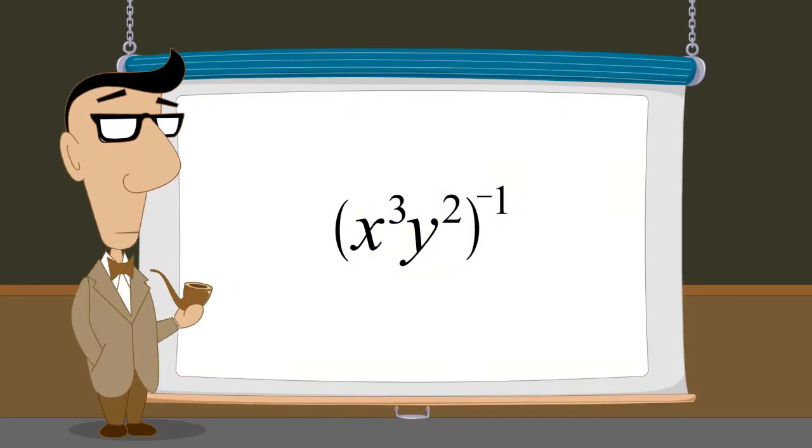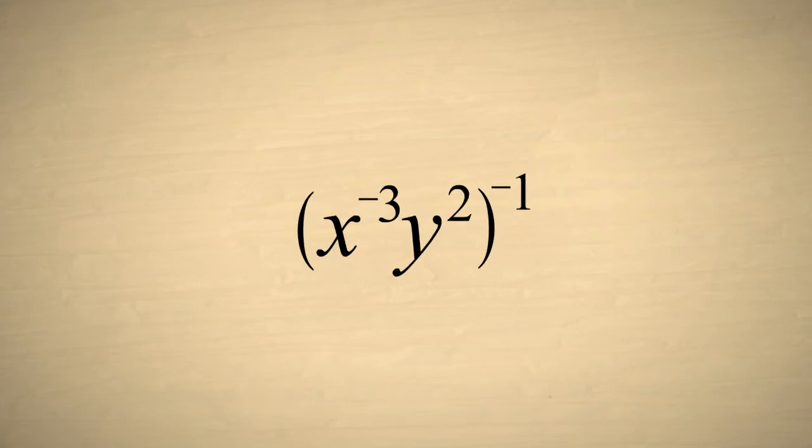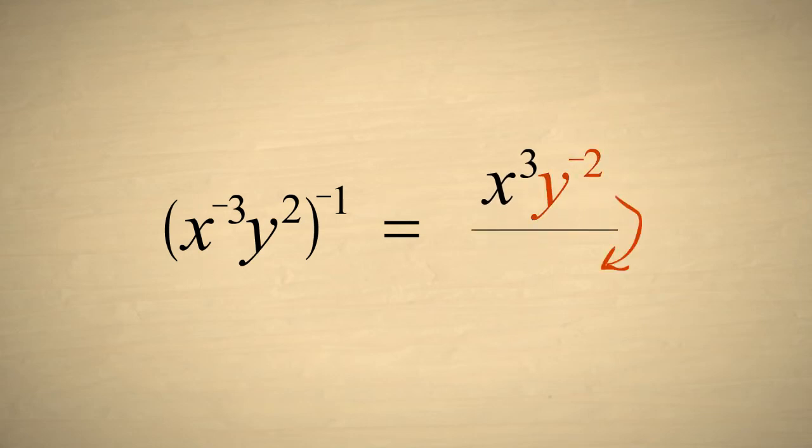Now let's try the same problem, except we'll make the exponent of x negative. Now when we multiply the exponents by -1, we get x to the +3 times y to the -2. Moving the term with the negative exponent to the denominator, we get x cubed over y squared.